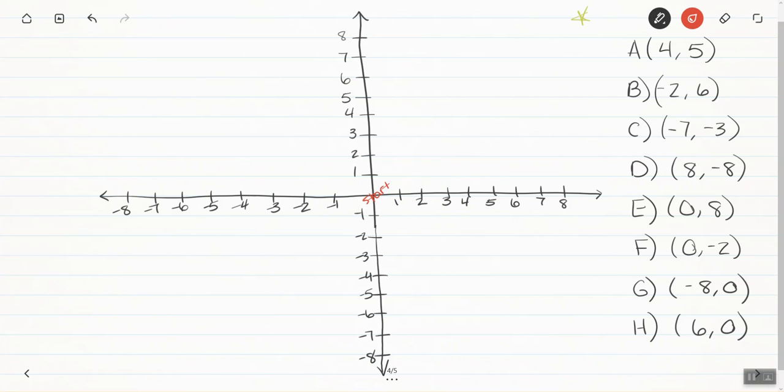And I'm going to, just like I would play Battleship, I'm going to walk. So I'm going to go my X first, and it's positive. So I'm going to go over to 4. And then from there, I have to go up to 5. So I'm going to start at 4 and go up to 5. And there's my point for point A.